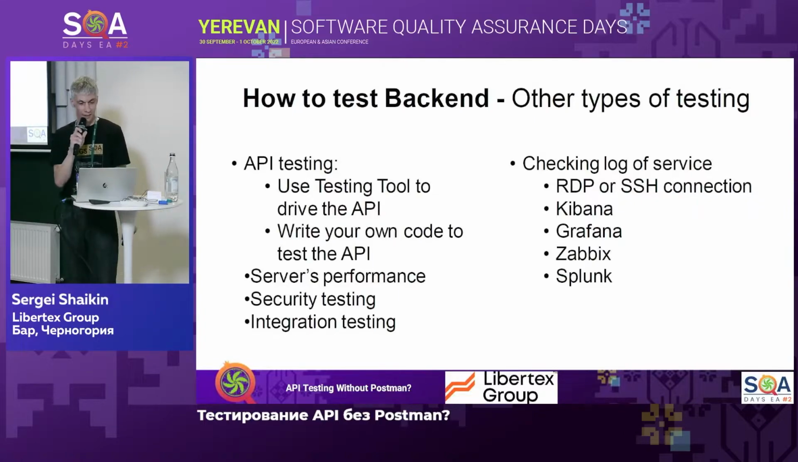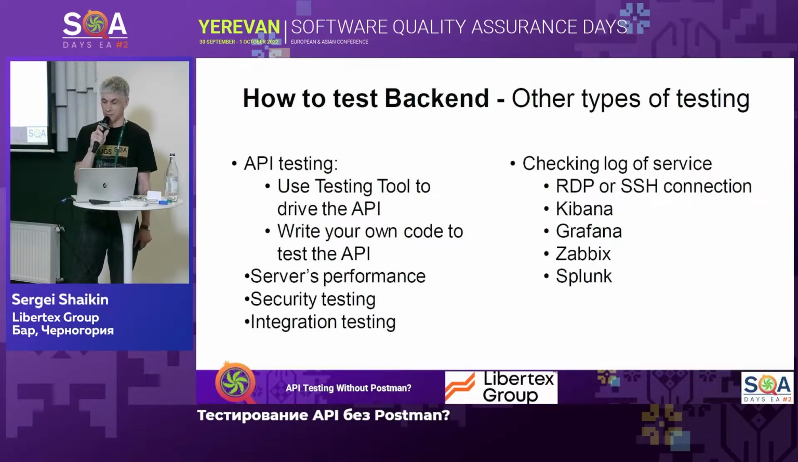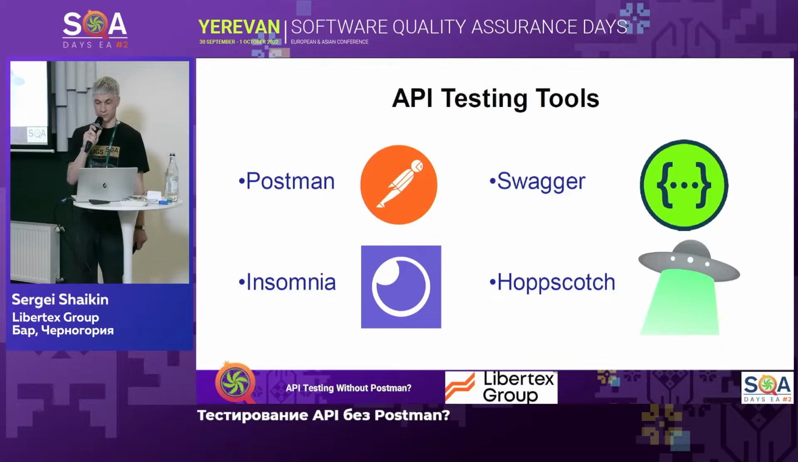But let's take it in order, starting with API testing. For API testing, you need some tools. And here I'd like to present, in my opinion, the most popular tools. This is Postman. I think it's the best tool, and I think you are all using Postman. But I'd like to also present Insomnia, Swagger, and Hopscotch.